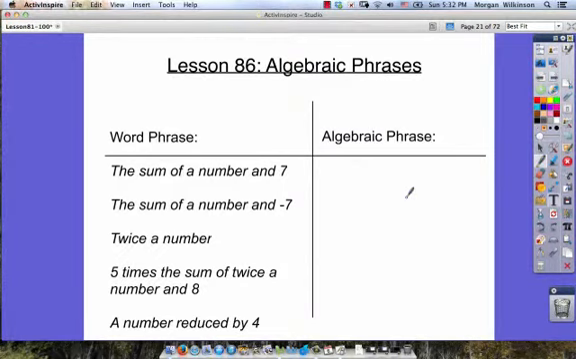Lesson 86 today is called Algebraic Phrases. Now this is a short lesson, and we only have our one slide, but we've got multiple examples. So make sure you take your time and get all this written down. Use the pause button if you need to.